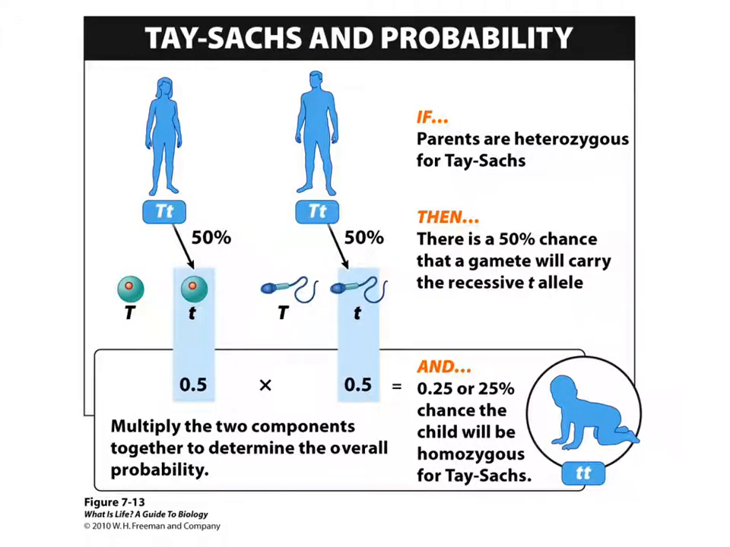If we multiply together these probabilities, 1/2 times 1/2, we see that there is a 25% chance that the child will be homozygous recessive and have Tay-Sachs. We can also do this cross in a Punnett square. So our cross is one heterozygote crossed with another heterozygote.